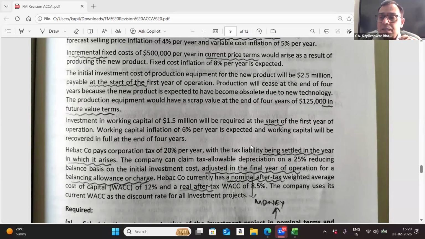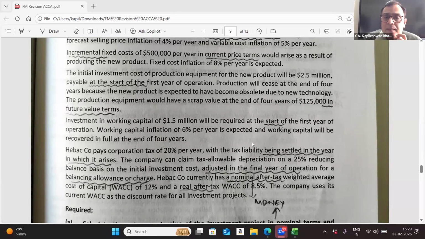Then he says investment in the working capital, and that is 1.5 million, will be required at the start of the first year. Working capital inflation is also given, and there will be a recovery in full at the end of 4 years. Even if the question is silent, the recovery is going to be done at the end of 4th year in any case.